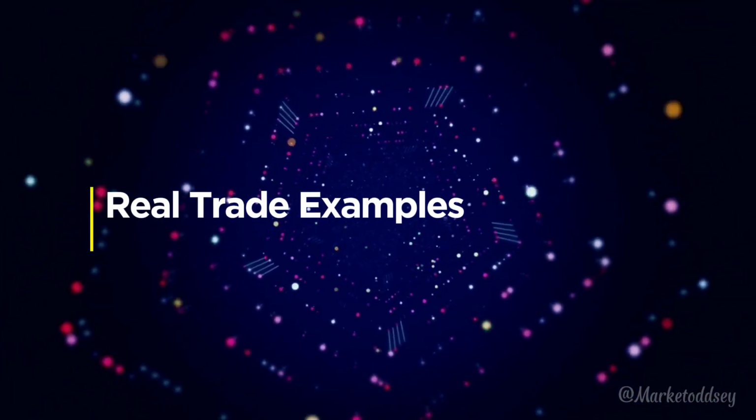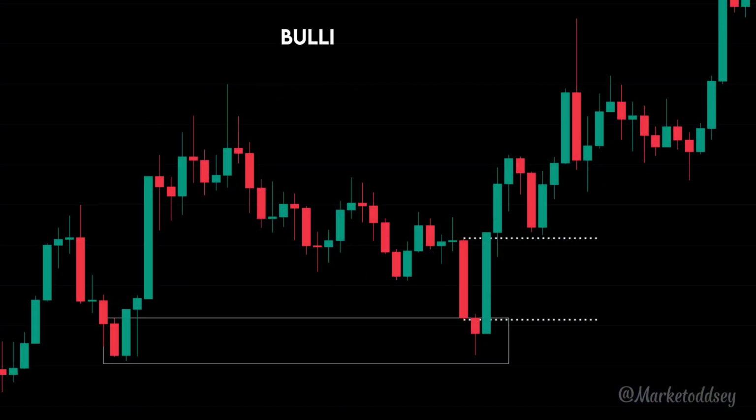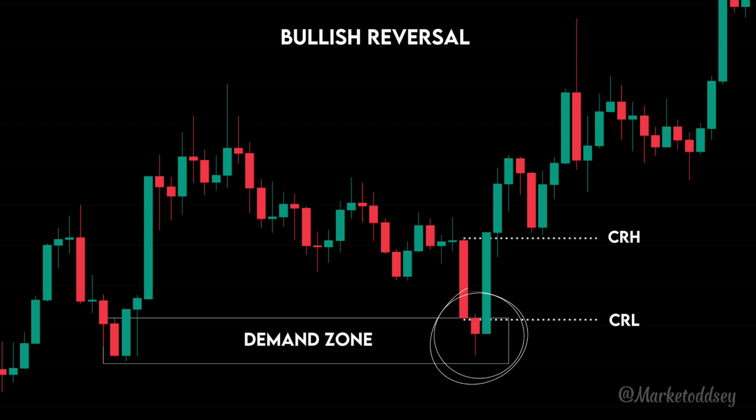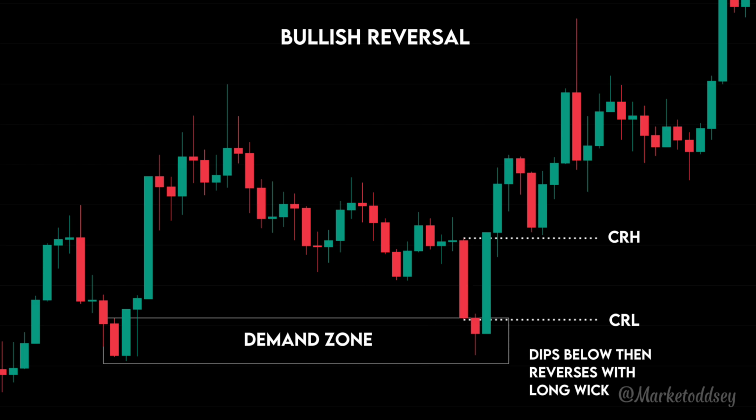Real trade examples. Example 1. Bullish reversal. On this 1-hour gold chart, a large bearish candle forms during the New York session. The next candle dips below its low, creating a long wick. This is the manipulation phase. Traders panic sell, but savvy buyers step in.